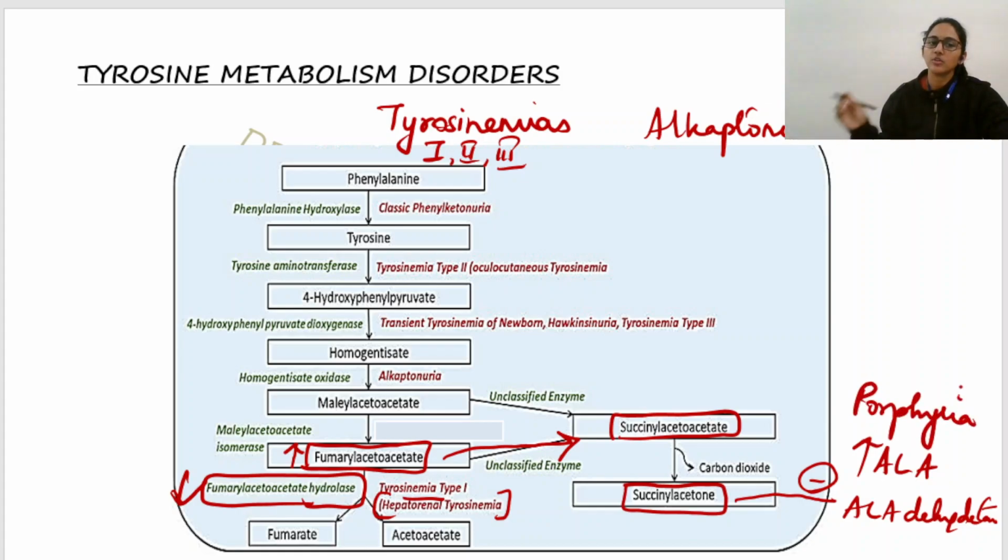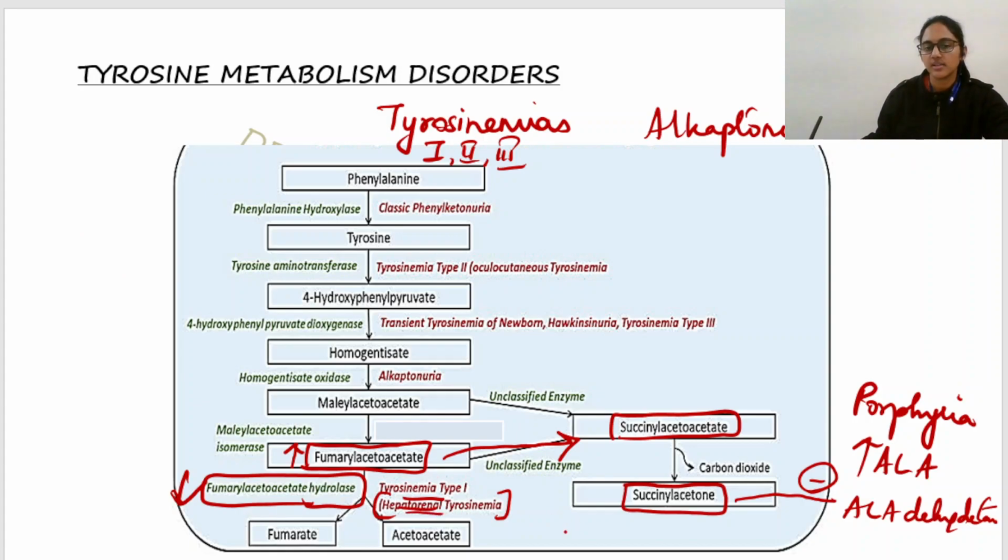Yes, so your fumaryl acetoacetate can give you succinyl acetone. The succinyl acetone can inhibit ALA dehydratase, which is an enzyme of your heme synthesis pathway, thereby leading on to porphyria-like symptoms. So tyrosinemia leading to porphyria-like symptoms is type 1 tyrosinemia. Understood? Also, since it is toxic to your kidney and liver, you call this hepatorenal tyrosinemia.